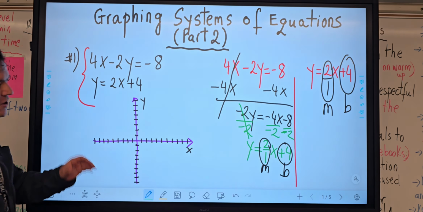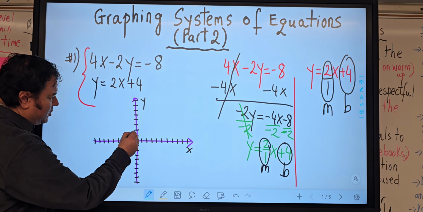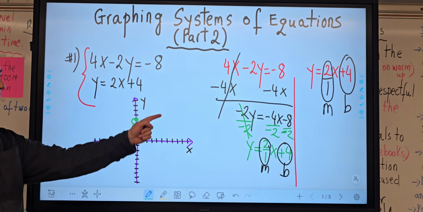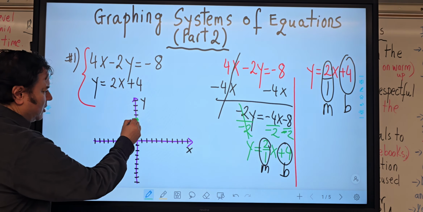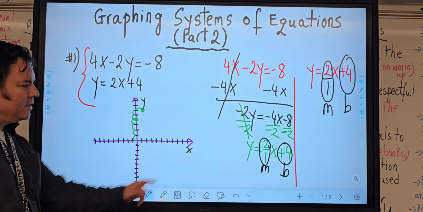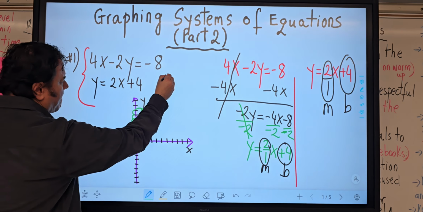Okay, so for the first equation, b is 4. So we go 4 units up: 1, 2, 3, 4. And then we go 2 units up and 1 to the right. So 1, 2, and 1 to the right. And then let's connect the dots. And this is our first line. Okay, the first line is done. Our first equation is done. We connected the dots. And now let's graph the second equation.